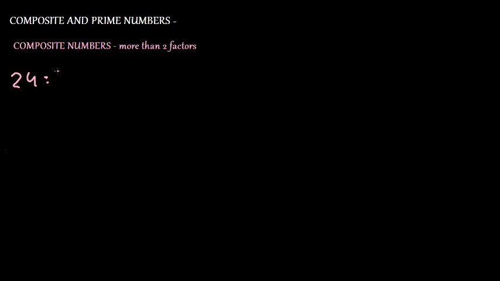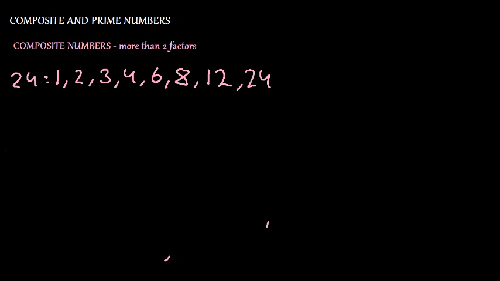Now if we listed the factors of this number, we know that 1 is a factor of 24. And if we listed all the other numbers, we would get 2, 3, 4, 6, 8, and we have 12 and 24. And these would be the factors of 24. And this would be a composite number, because if we counted all of the factors, there's 1, 2, 3, 4, 5, 6, 7, 8 factors, and 8 is more than 2 factors. So this would be a composite number.